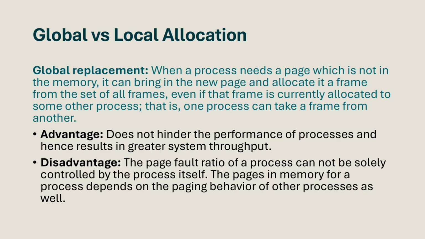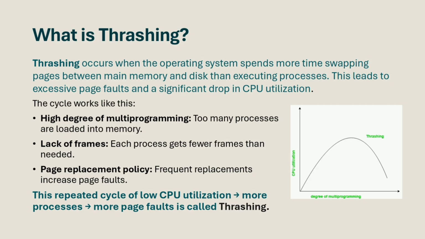Now let's move on to our next and last topic, that is thrashing. So what is thrashing? Thrashing occurs when the operating system spends more time swapping pages between main memory and disk than executing processes. Now this leads to excessive page faults and a significant drop in CPU utilization.